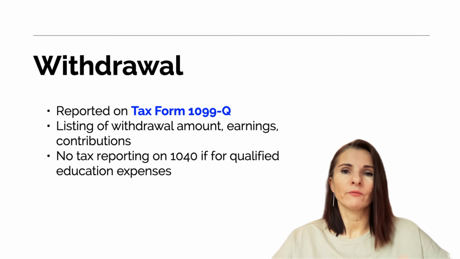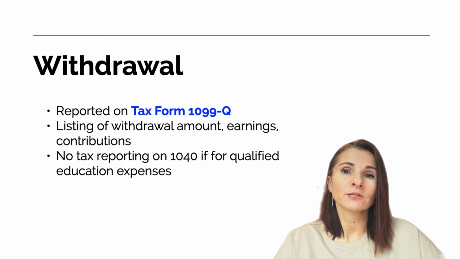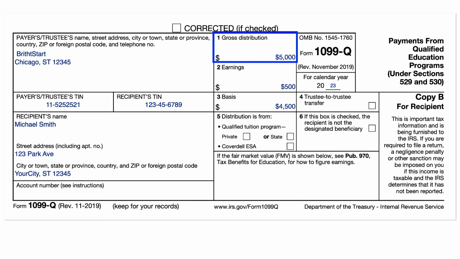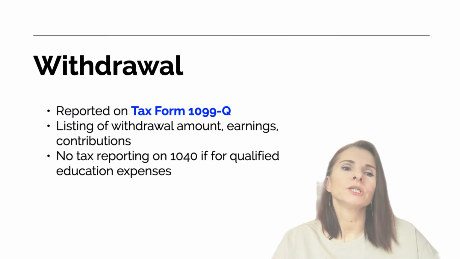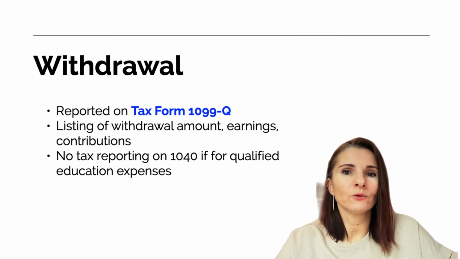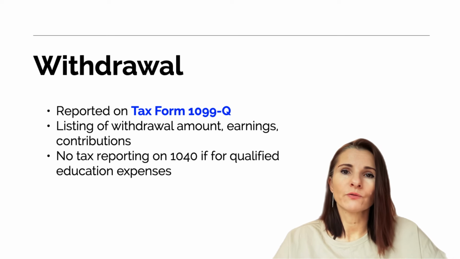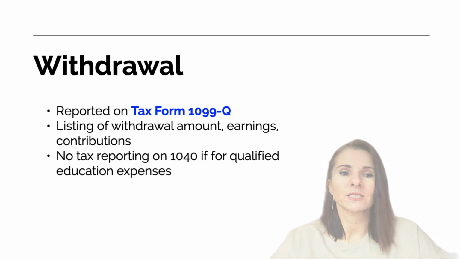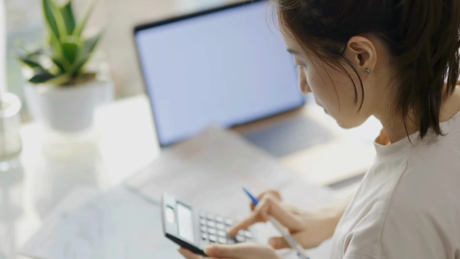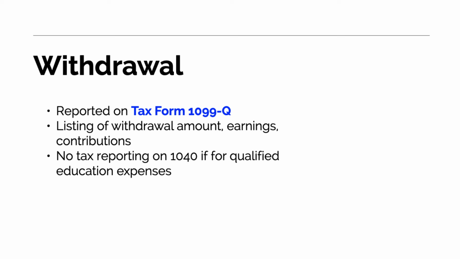When you withdraw money from a 529 plan, you will receive a tax form 1099-Q, which reports the withdrawal amount, earnings, and the principal, basically the basis in the plan. You usually don't need to report 529 withdrawals on your tax returns as long as the funds were used for qualified education expenses. You have to make the calculation yourself and save for your records.